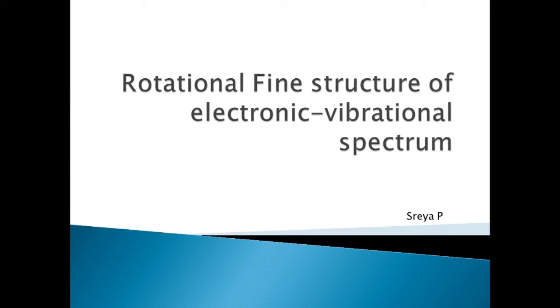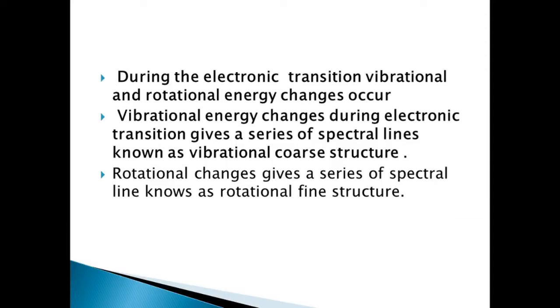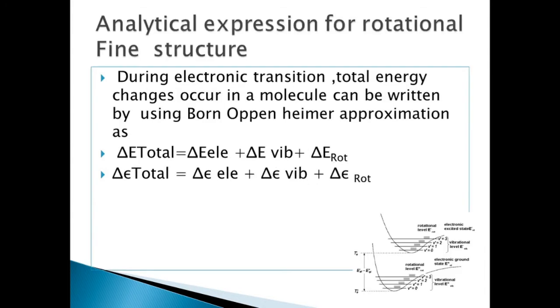Welcome to rotational fine structure of electronic vibrational spectrum. All of you know that during the electronic transition, vibrational and rotational energy changes occur simultaneously. The vibrational energy changes during the electronic transition give a series of spectral lines known as vibrational coarse structure, and rotational changes give a series of spectral lines known as rotational fine structure.